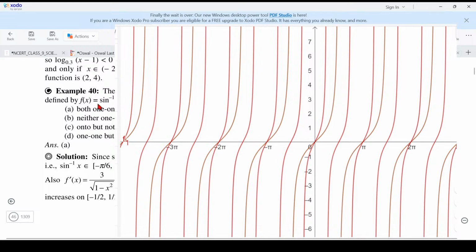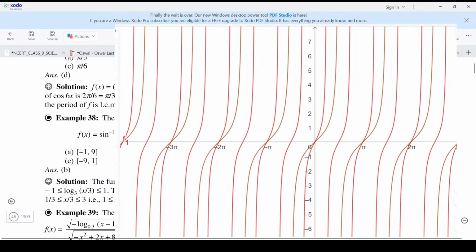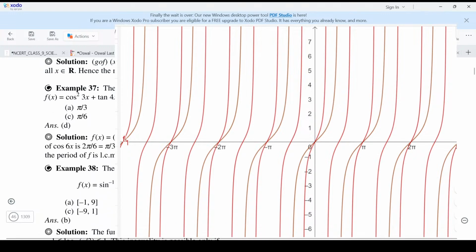So this is basics of inverse trigonometry functions. This function is this, and because sine inverse x is one-one and onto, this one should also be one-one and onto. Just that you need to be a little careful about the domains and ranges, whether in that domain it is one-one and onto or not. So this one you can do, right?